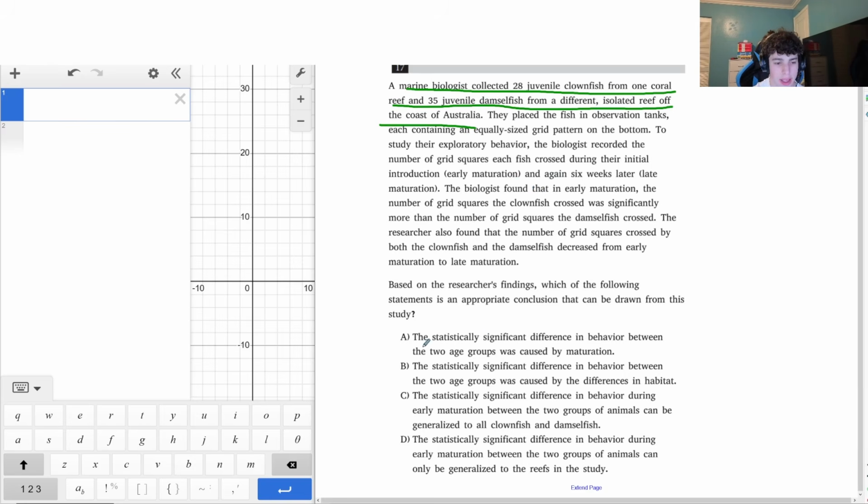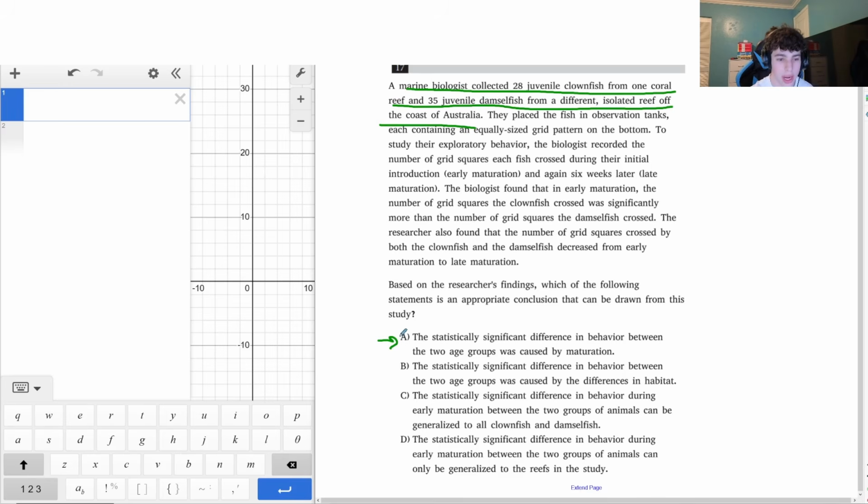And so A says the statistically significant difference in behavior between the two age groups was caused by maturation. Like I said, you can't determine that because you don't know what we're doing here, right? Like they're growing older and we're not taking this random sample, right? We didn't take a random sample of different stages of maturation between different animals. We only did these 28 juvenile clownfish and 35 damsels. And so we can't say it's A until we take a sample where there's different age groups and we're randomly selecting them, right?